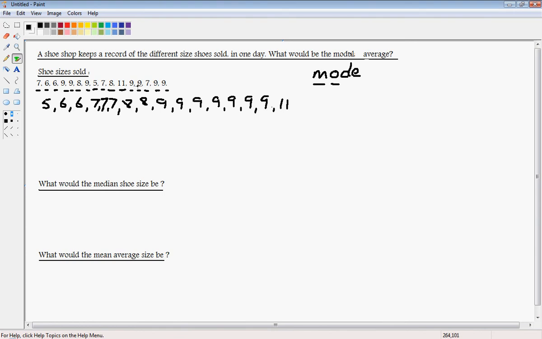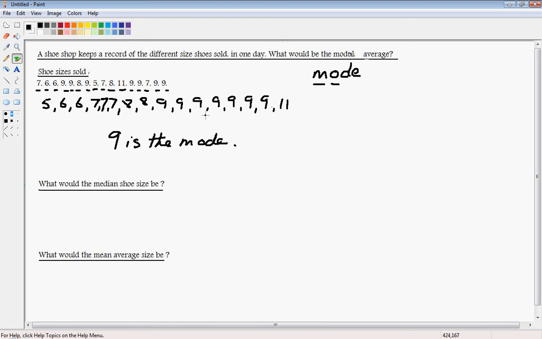So now I need the most often occurring number. So 6 occurs twice, 7 occurs 3 times, 8 occurs twice, 9 occurs 7 times. So even though 6, 7 and 8 repeat, 9 repeats more than any other number. So I can say here that 9 is the mode. Okay, so finding the mode is very easy. All we've got to do is rewrite them and then see which number repeats the most.